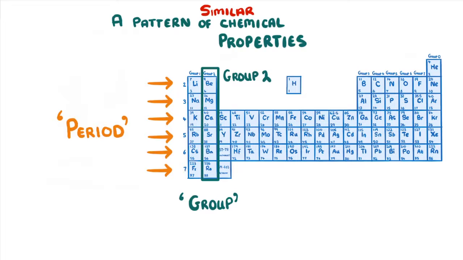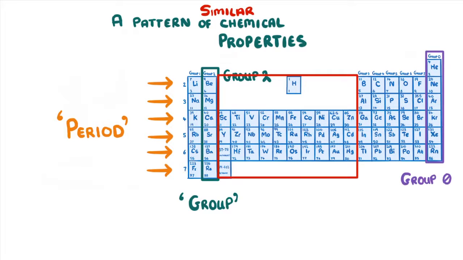There are a couple of exceptions to this though. One is that the far right group is called group 0 rather than group 8, and we'll take a closer look at why this is in a minute. The other is that the block of metals between group 2 and 3 don't have group numbers. Don't worry about this for now though, just remember to ignore them when counting your groups.